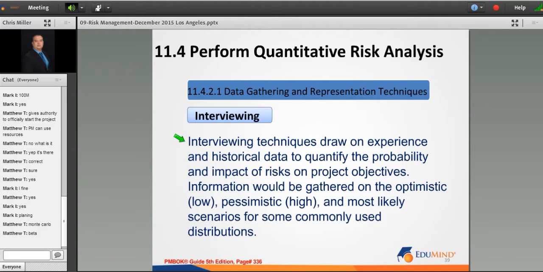Very good. What is the formula? Do you recall? There you go. Pessimistic plus, and again, the order doesn't really matter, right? Some people write pessimistic plus 4M plus O divided by 6. Very good, Matthew.